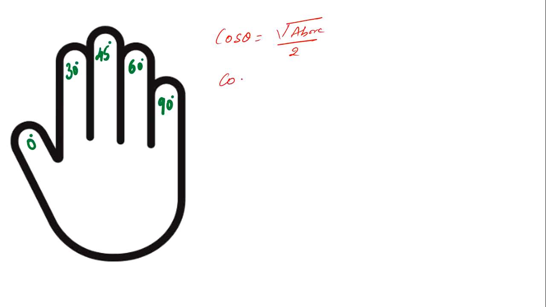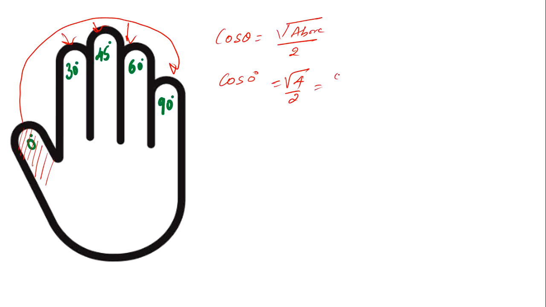Let's start with cos 0 degree. 0 degree represents thumb finger. Now you are going to find cos value. So check above count. How many fingers do we have? It's totally 4 fingers. So it is under root 4 by 2, which is 2 by 2. So the answer is 1. Cos 0 degree is 1.